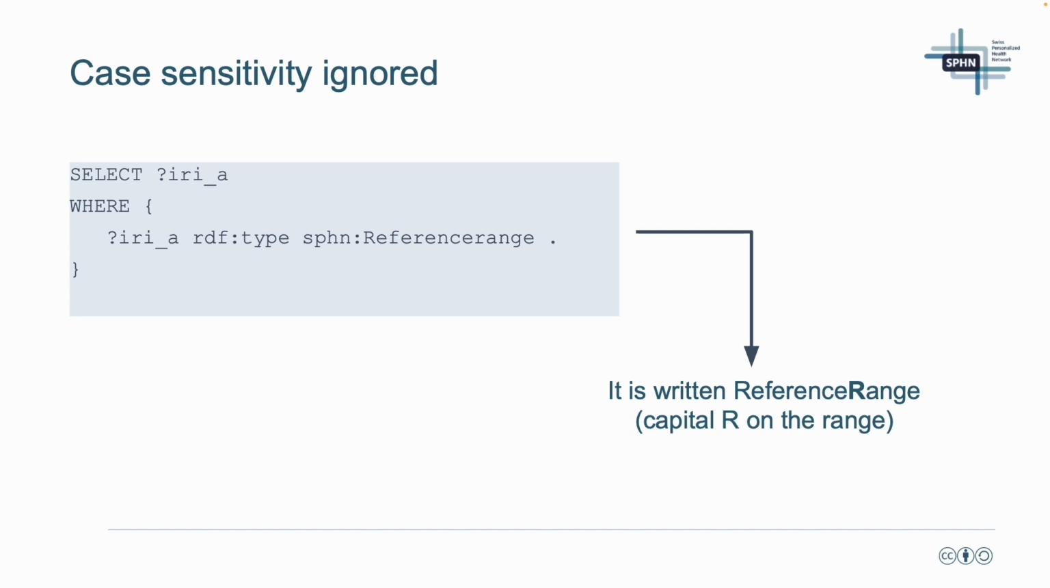We would like you to be careful about case sensitivity. So if you ignore it, your query most likely will not find data that matches. This brings us back to the point that it is important to know about the schema and really check how the classes and properties are written. In this example, the reference range actually has a lowercase r for the range, while it should be an uppercase R according to the specifications of SPHN.